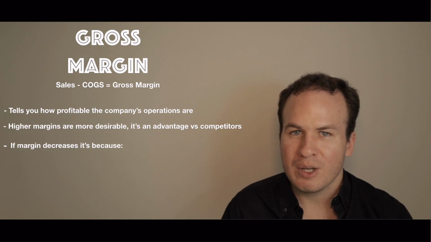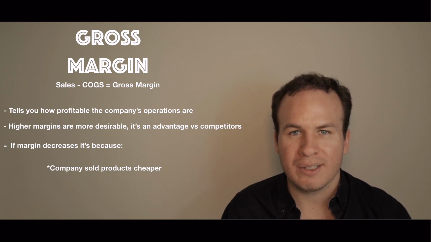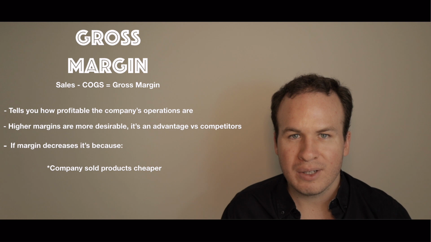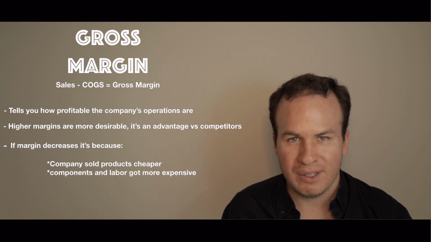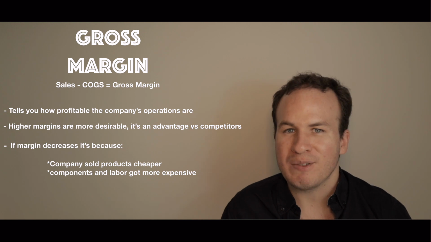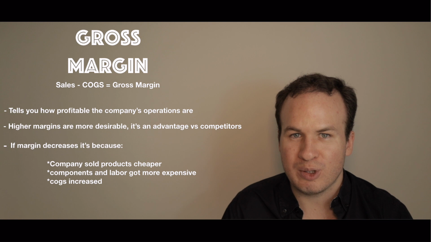If your margin decreases, there are a few possible reasons. It's because you got cheaper, that means you're selling at a lower price to your customers, or your labor and raw material got more expensive. That's why you have to keep an eye on your COGS, that means on your cost of goods sold.